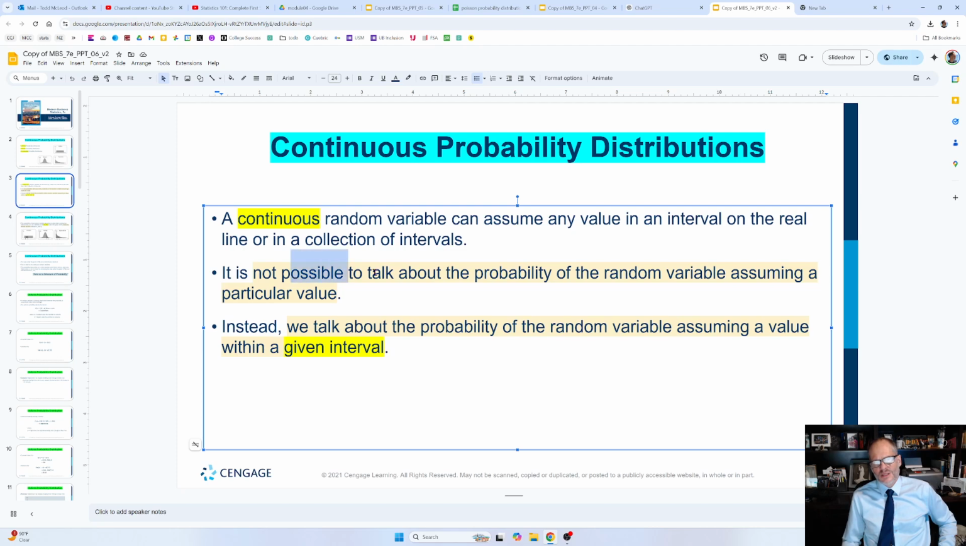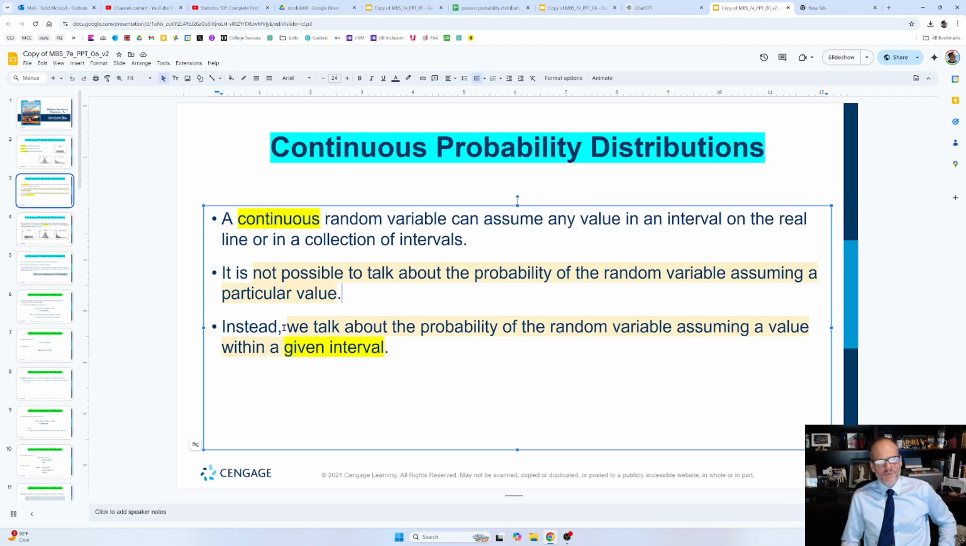It is not possible to talk about the probability of the random variable assuming a particular value. This is like, for me, I don't totally buy this. I'm skeptical of this because, why is it not possible? But they say the probability that you land on some really small fraction of a fraction of a fraction, that's part of maybe their thinking, that you can't talk about the probability of the random variable assuming a particular value. So I don't know about that. The verdict for me is still out on that, and I'll say a little bit more about that in a second.